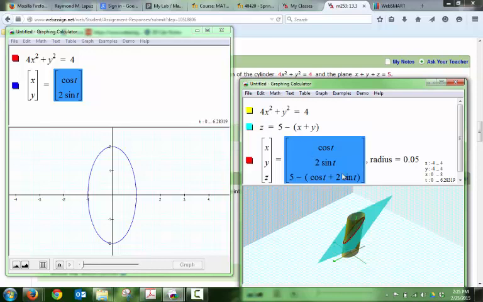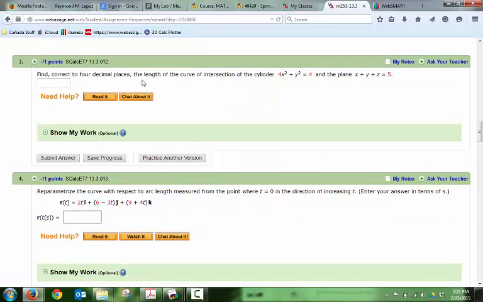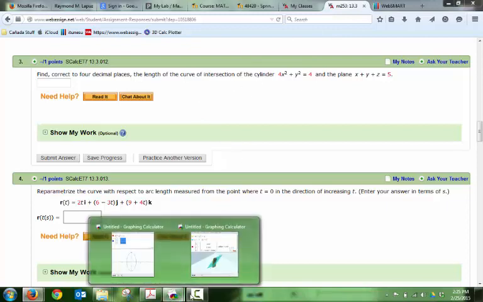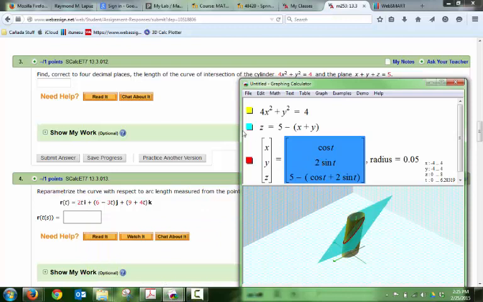So this is your parametric equation that you'll use. Your r of t is equal to cosine t, 2 sine t, and then 5 minus the quantity cosine t plus 2 sine t, and we went from 0 to 2 pi. That should be enough information for you to use the formula for the arc length. You're essentially going to be taking the arc length of this velocity vector from 0 to 2 pi, and then you just put this into the formula and punch it in the calculator, and you get your approximation. Okay, so I hope that helps.